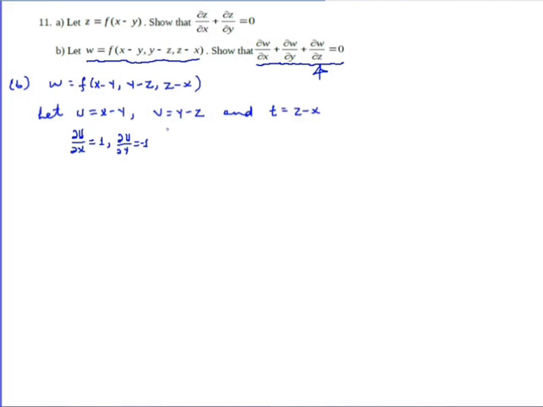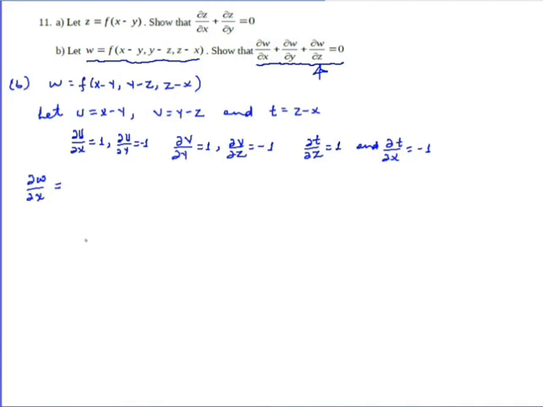Similarly, the partial derivative of v with respect to y is 1, and the partial derivative of v with respect to z is minus 1. Coming to t, the partial derivative of t with respect to z is 1 and the partial derivative of t with respect to x is minus 1. We will use this information.